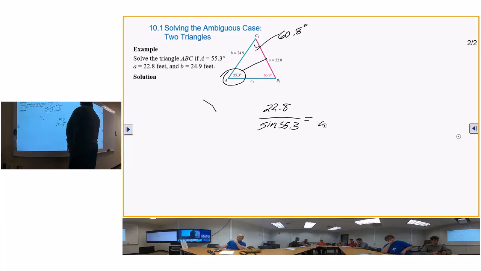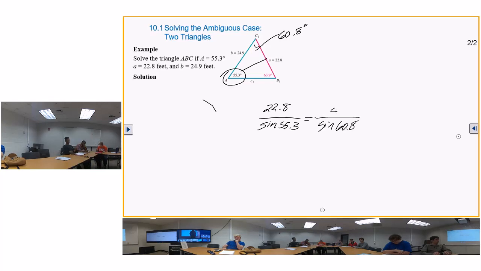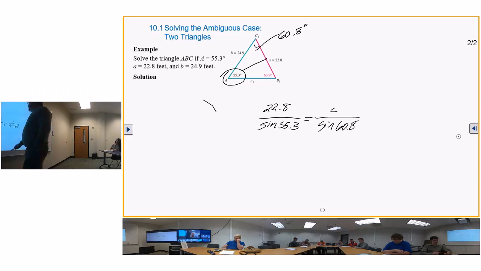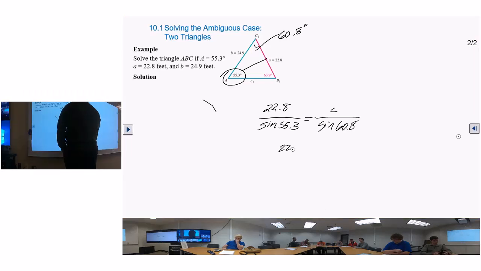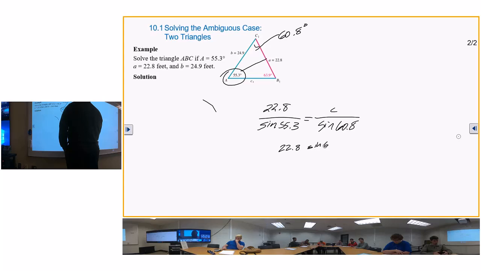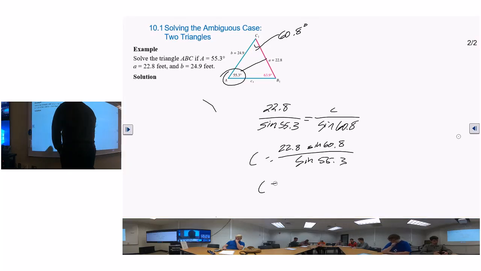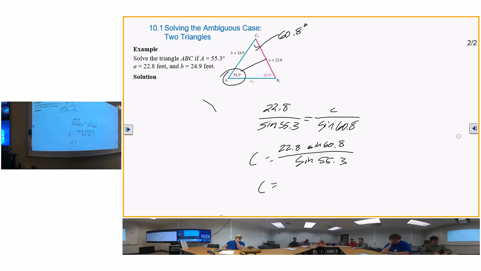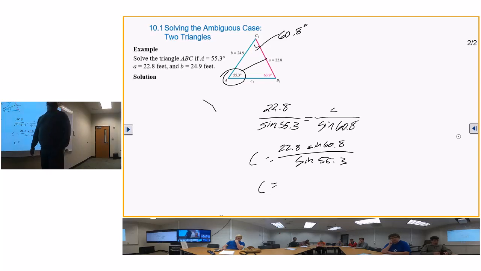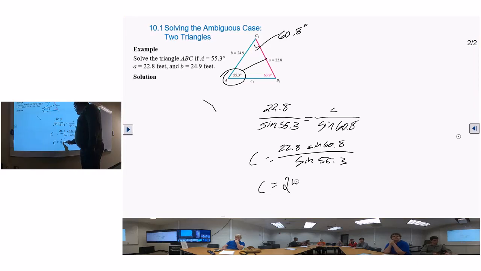So 60.8 over C equals 22.8 over sine of 55.3. Multiply that through, and you're going to get 22.8 times the sine of 60.8 divided by sine of 55.3. Somebody crank that out. 24.2. Pendleton, you got 25 point what? 24.2? Yes, sir.